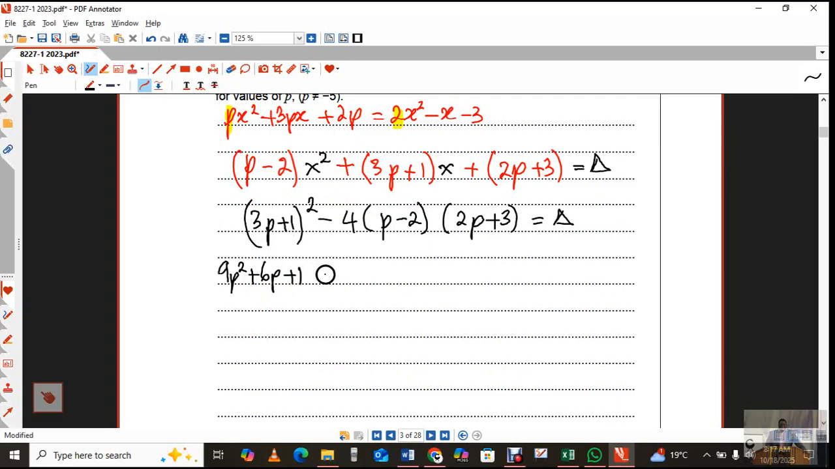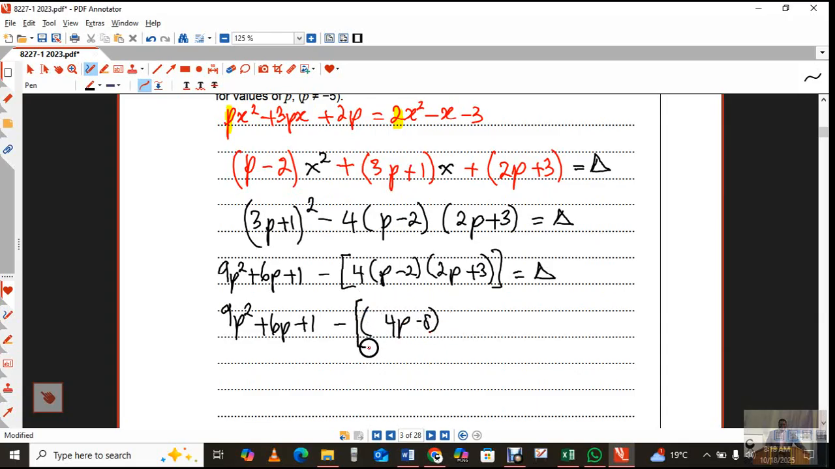And over here, you have to be a bit careful as to how you are going to multiply this out. All right, so I'm going to introduce a square bracket so that I can multiply this 4, and then I have p minus 2, 2p plus 3. So I'm going to deal with that bracket first. So this still stays 9p squared plus 6p plus 1. And then you have 4p minus 8. So I'm just going to multiply the first bracket by that 4.